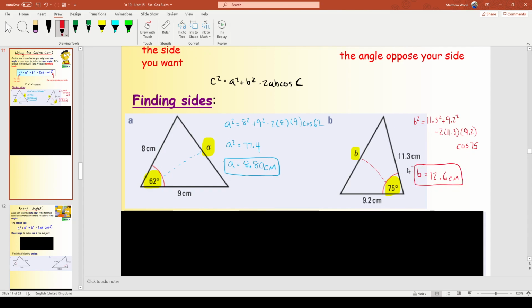So the main thing to remember is just whatever side you're after is the C in the formula. Cool? The other two sides are just the other two sides, the ones that you're not after. And the angle you want is the angle opposite. So I hope that that's okay.